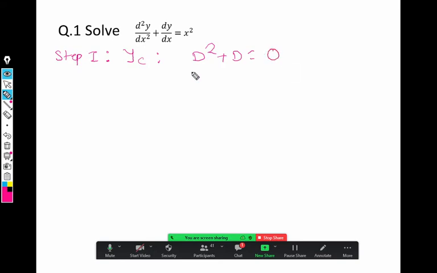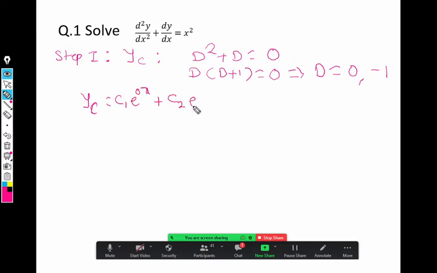So what should be taken common? D should be common. So the roots are 0 and minus 1. So what is Yc then? C1 e raised to 0x plus C2 e raised to minus x. Very good. C1 plus C2 e raised to power minus x. That is also correct. Good.